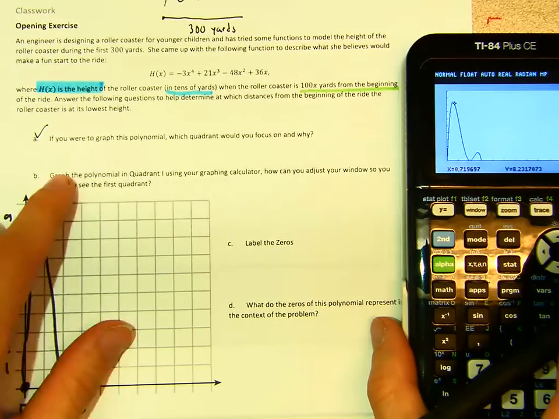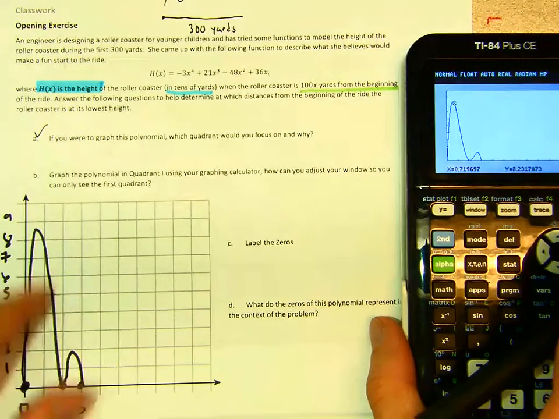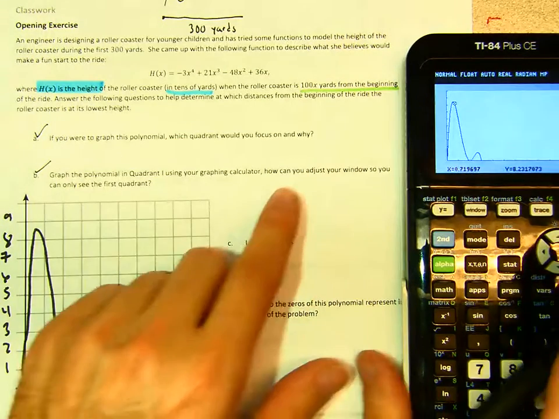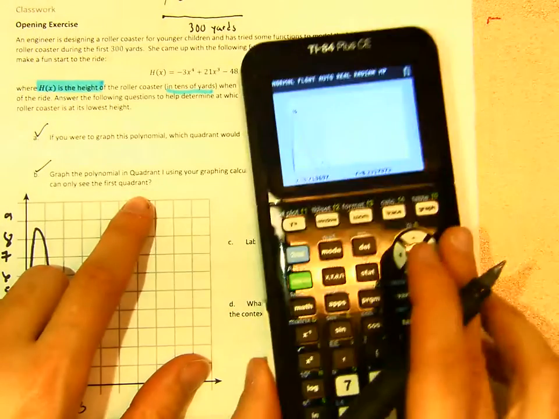Now let's look at part B. It says graph the polynomial in quadrant 1. Okay, we did that. And how can you adjust your window so you can only see the first quadrant?